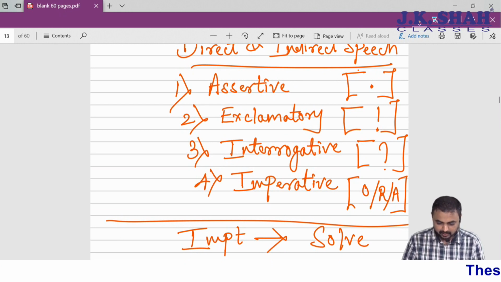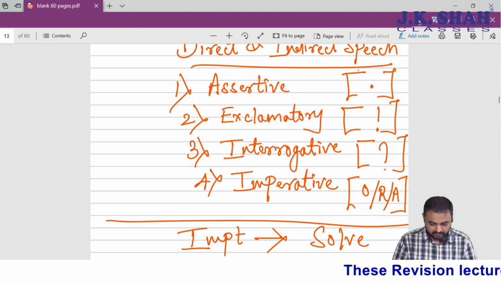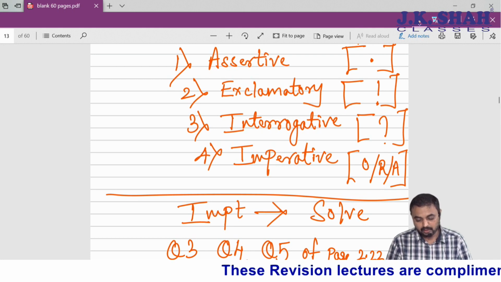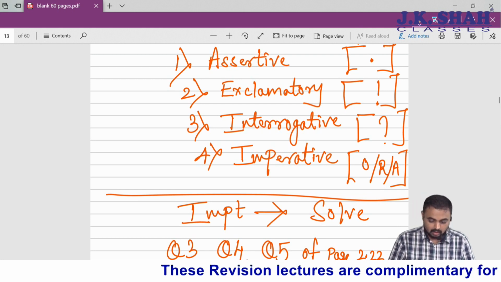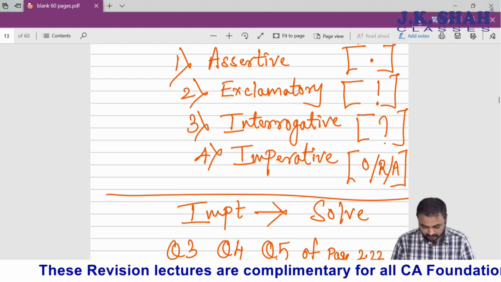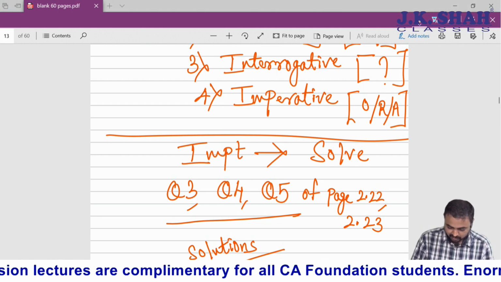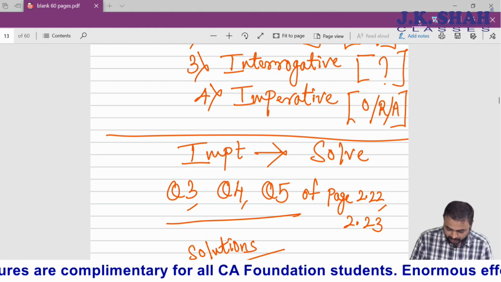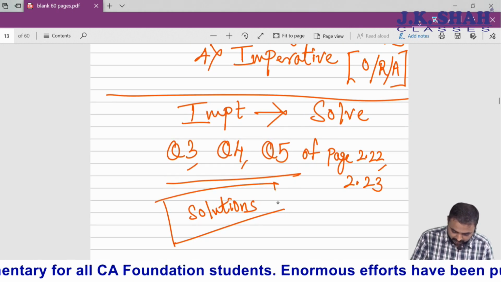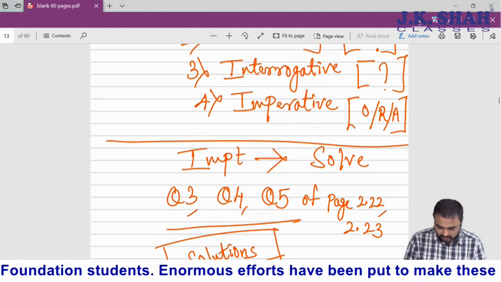The question that they can ask can be in the form of assertive, an exclamatory sentence having an exclamatory mark, an interrogative format having a question mark, or an imperative format where the question is in the form of order, request and advice. It is important for you all to solve question 3, question 4 and question 5 of page 2.22 and 2.23. Already the solutions are given in the module. So if there is any doubt, you can refer to the solutions there.